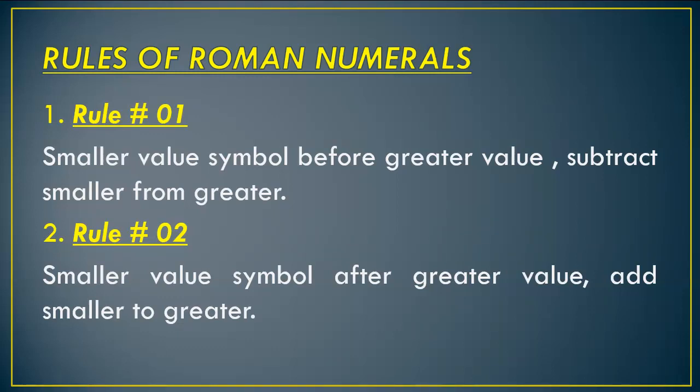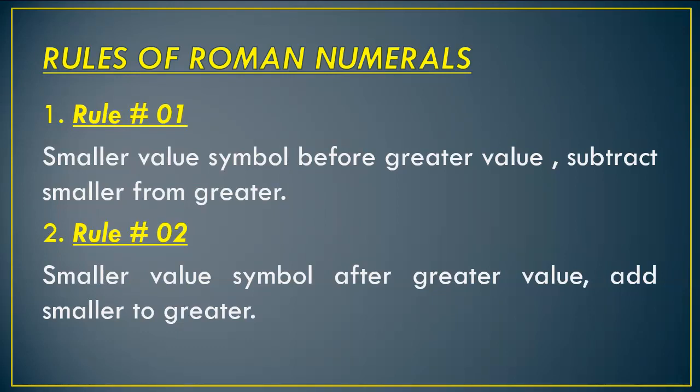In Roman, VI means 6. As I is smaller than V, when it comes after V, I is to be added to V, the greater value. So VI is equal to 5 plus 1, which is equal to 6. So these are the basic rules of Roman numerals.